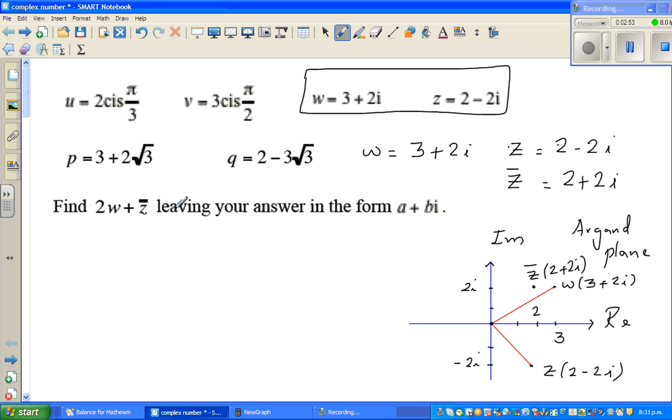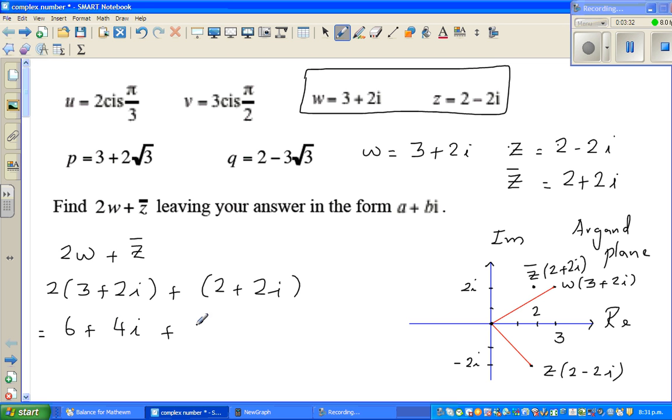Now you want to do the arithmetic of multiplying and adding complex numbers. Here you have to treat this as a simple algebraic expression. So this is 2 times W, where W is 3 plus 2i, plus Z dash, or the conjugate of Z, which is 2 plus 2i. Am I right? Yeah. Now you simply expand this, as you have learned expanding brackets. So 2 times 3 is 6, plus 4i, plus 2 plus 2i.